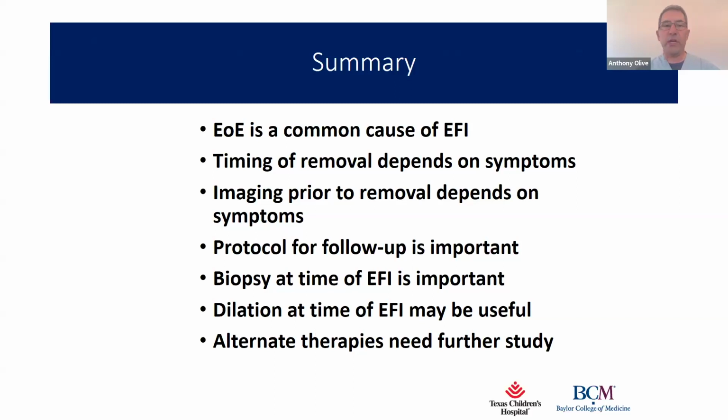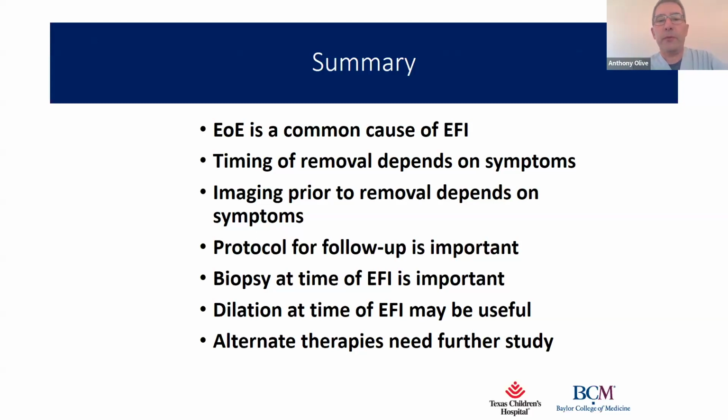So in summary, EOE is a common cause of esophageal food impaction, particularly in children. Adults can have a lot more things that can cause food impactions, a lot more pathology. But if you see an esophageal food impaction in a child, you have to think EOE, unless they've had some clear history of tracheoesophageal fistula or some other esophageal pathology.